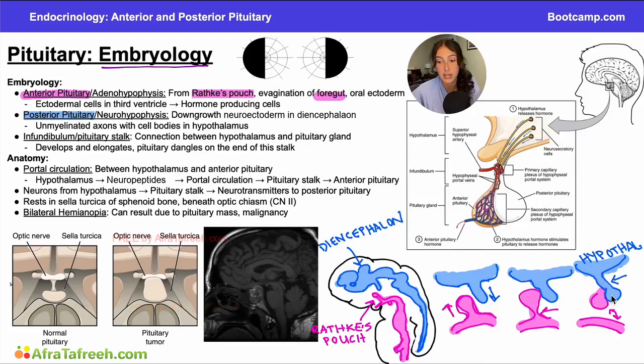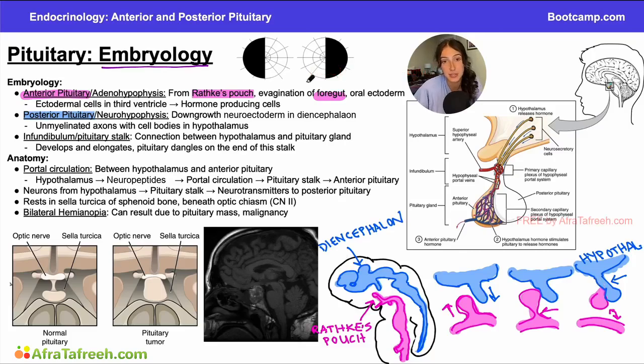See this pituitary, both the anterior and the posterior, are dangling off of this pituitary stalk, and that is going to be the final form of the pituitary, completely separate from Rathke's pouch, but still attached by the posterior pituitary and the pituitary stalk to the hypothalamus.